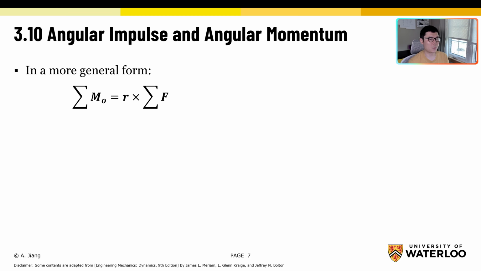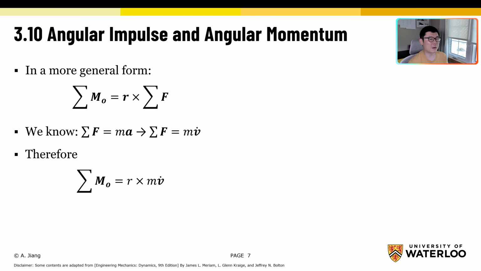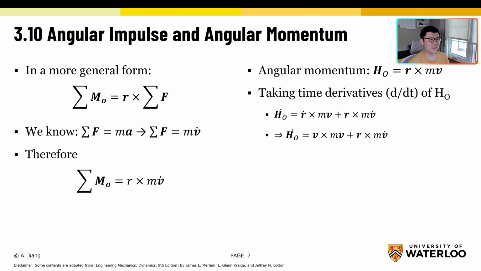Carrying this forward, we can once again involve F equals ma, our best friend now, to replace the F part in the equation. Then we end up with sum of M_O equals r cross product m v dot, or m a. At the beginning of this video, we defined angular momentum as H_O equals r cross product mv. We can divide by dt on both sides and manipulate the equation a bit, and we'll arrive at H_O dot, the derivative of H_O, equals v cross mv plus r cross m v dot.